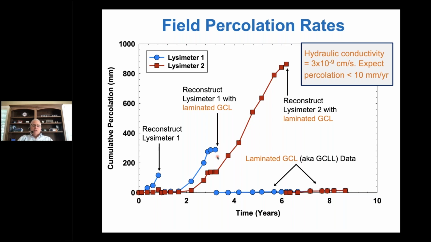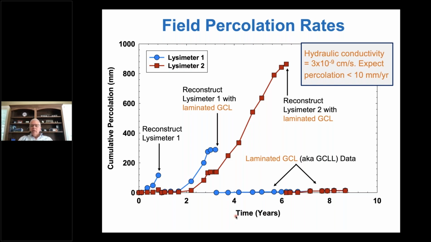Now, at this point with lysimeter 1, again, the blue data, when it began to fail again, they recognized it's unlikely that we made the same blunder twice. And we're also seeing high percolation rates in lysimeter 2. It wasn't a construction blunder. It's probably something about this material.